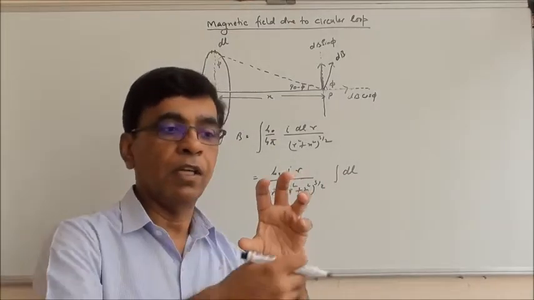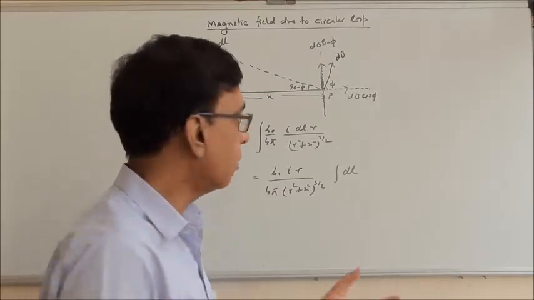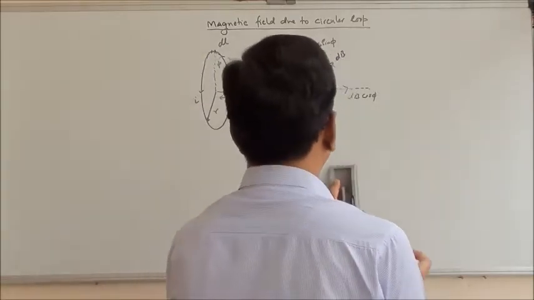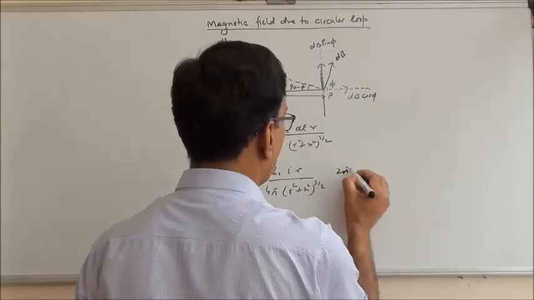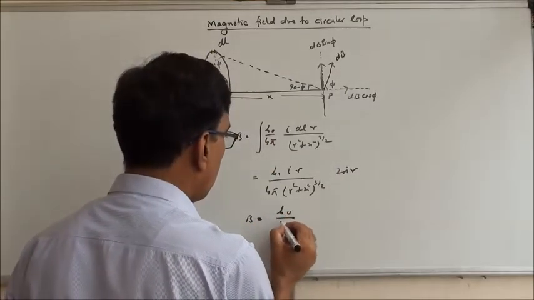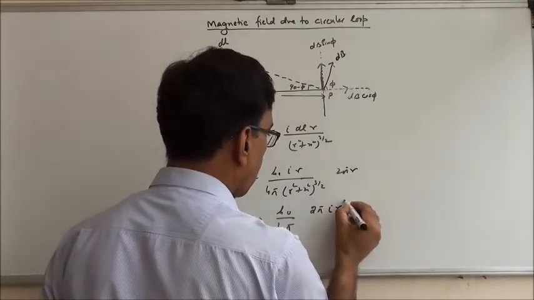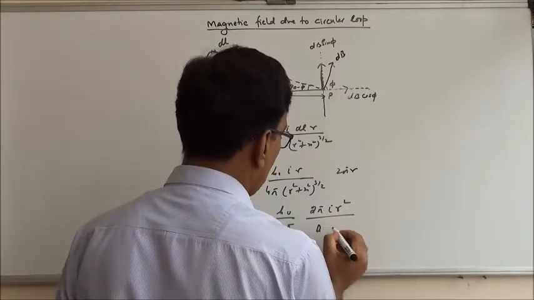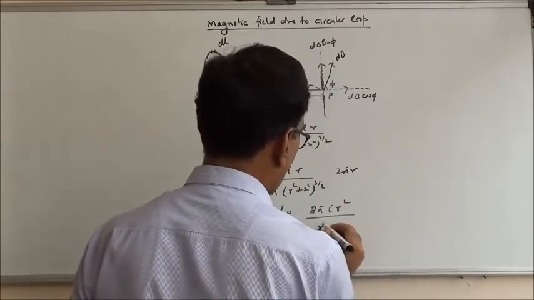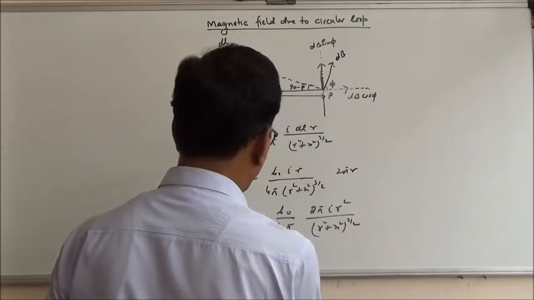And this we have done earlier also. What is the meaning of integration dl? All dl's added together for a circle makes 2 pi r. So now the relation is mu naught upon 4 pi, 2 pi I r square upon (r square plus x square) raised to the power 3 by 2.